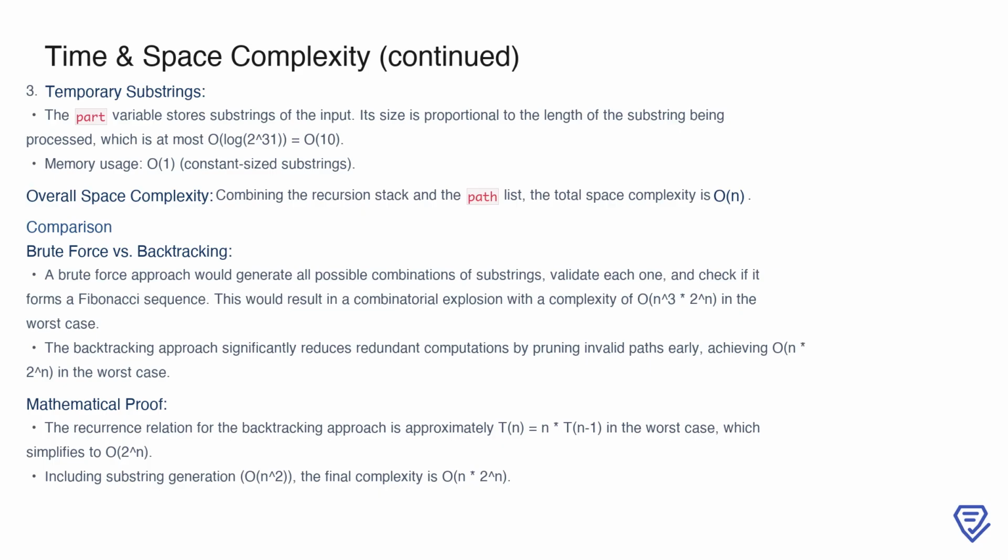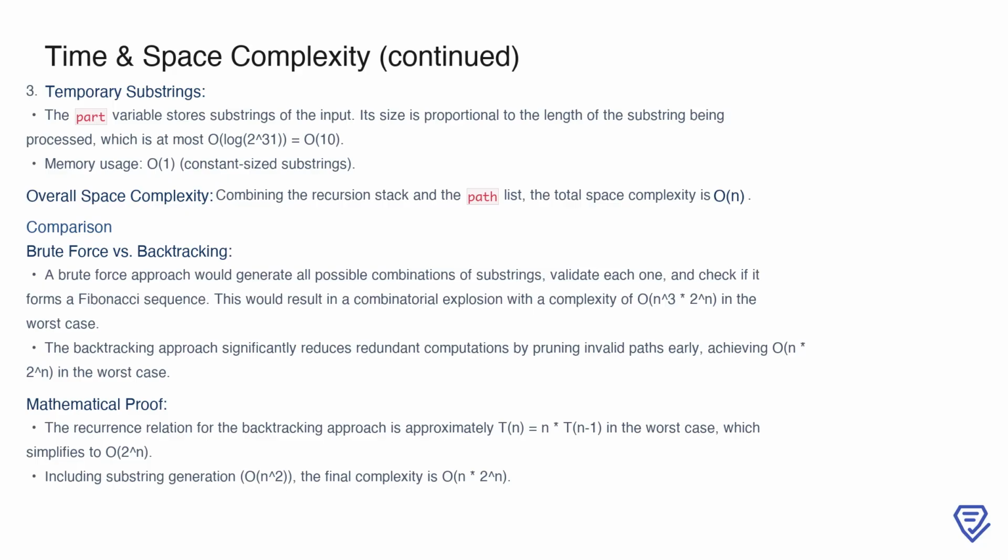Additionally, there's the temporary storage used for substrings during validation. The part variable holds the current substring being processed, and its size is proportional to the length of the substring. Since the maximum length of any substring is bounded by O(log 2 to the power of 31), this results in a constant memory usage of O(1). When we combine all the components, the recursion stack, the path list, and temporary storage, the overall space complexity remains O(n).